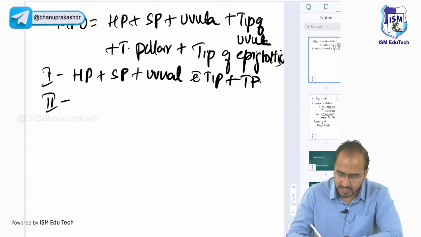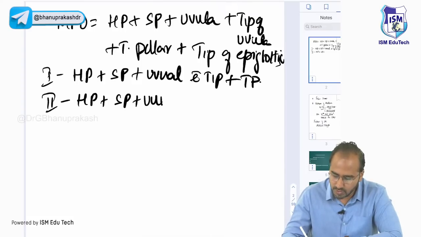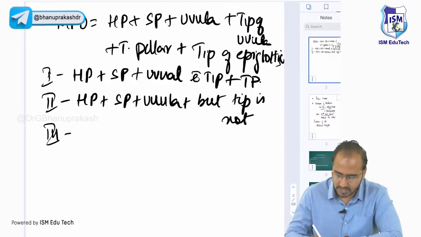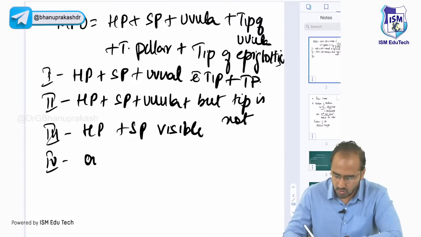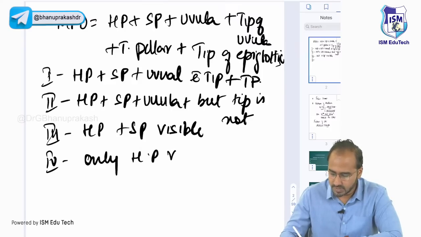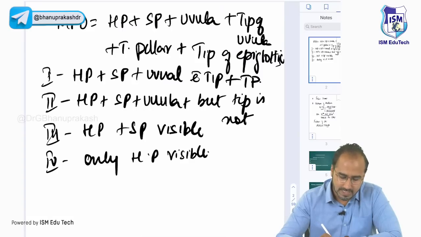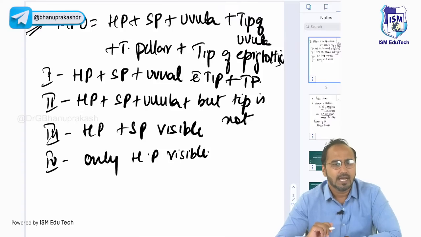Class 2 is hard palate, soft palate, uvula is visible, but tip is not. Class 3, hard palate and soft palate visible. Guys, these are very, very important. Mallampati is very important. Class 4 is only hard palate visible. So this is regarding the Mallampati classification. There have been many questions coming on the Mallampati classification. I hope everyone is clear.